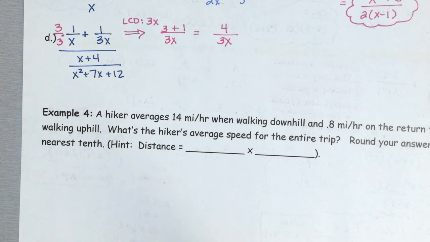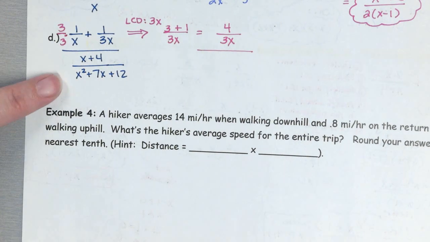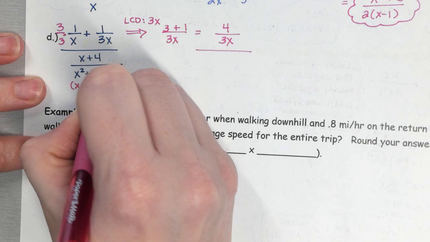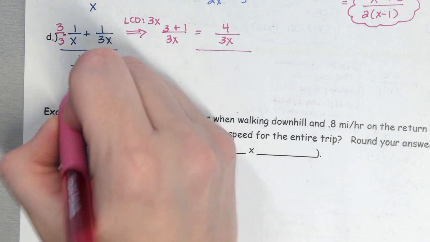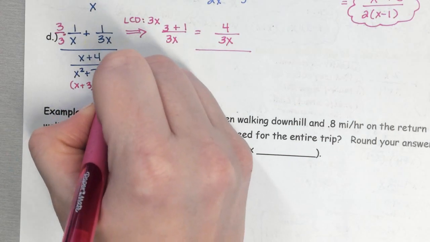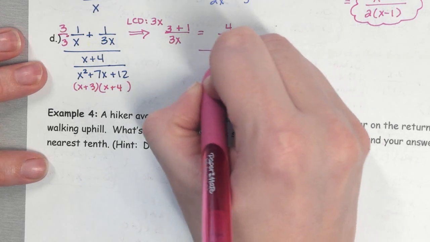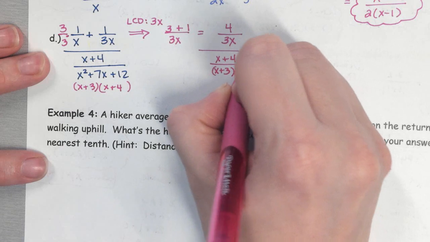Okay, so we did it. We simplified the numerator. That's great. Now, we're going to simplify this guy. So we can factor here, x and x. We're thinking, okay, it has to multiply to 12, add to 7. What comes to mind? 3 and 4. So plus 3 plus 4. Okay, so we have x plus 4 on the top divided by x plus 3 times x plus 4.